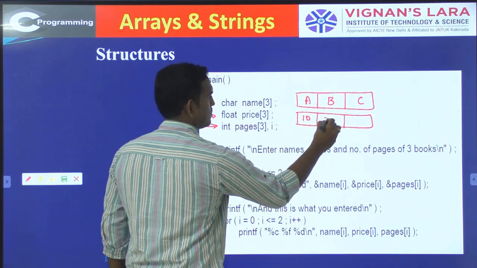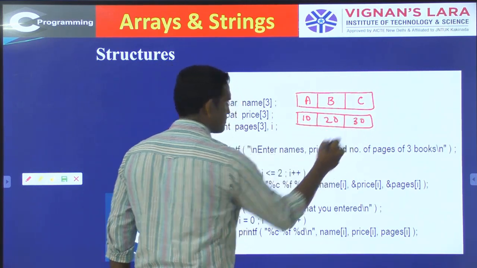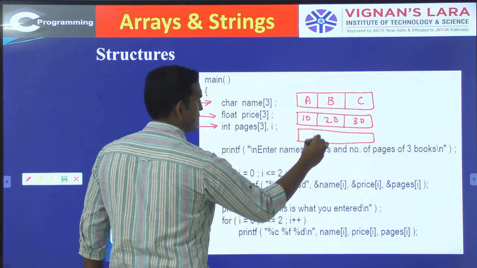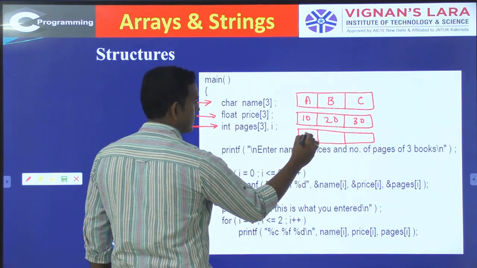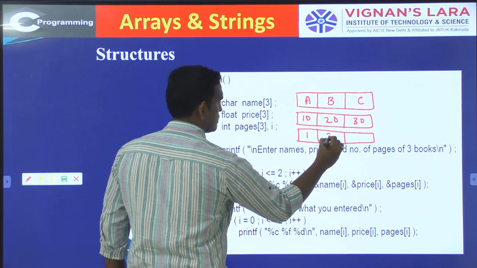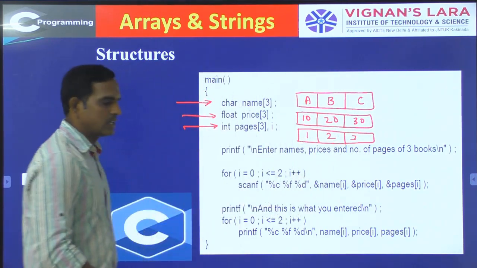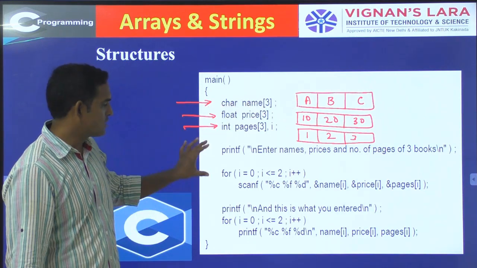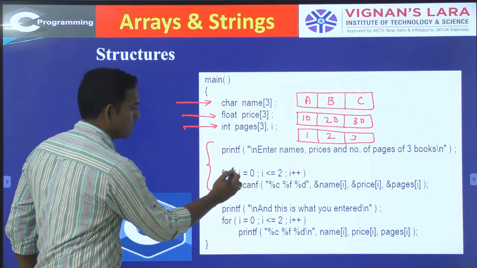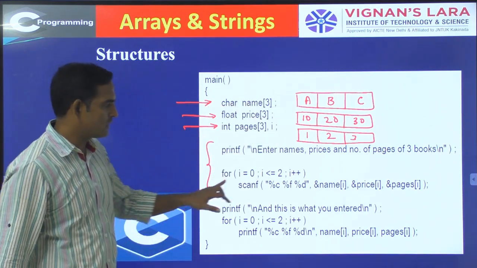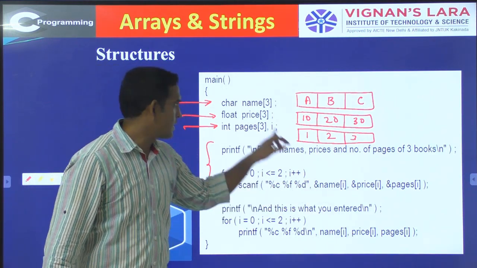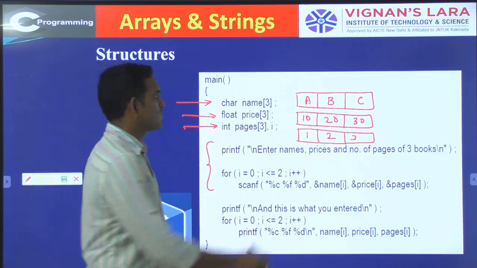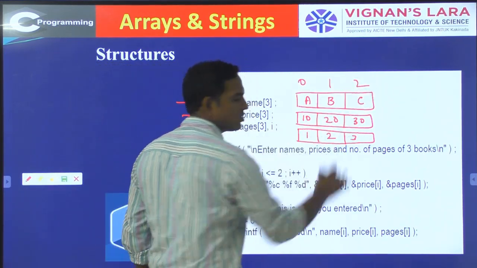Okay, 10 rupees, 20 rupees, 30 rupees. And for pages, you are taking another array, pages. Let's take some values, 2, 3, 1: 2 pages, 3 pages, 1 page. This is how you are implementing your 3 arrays. This part is used to input your values into that array, that is address of, name of i, price of i, pages of i, where i will be 0, 1, 2.